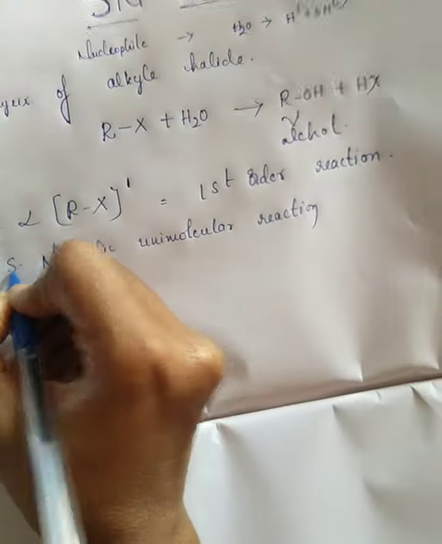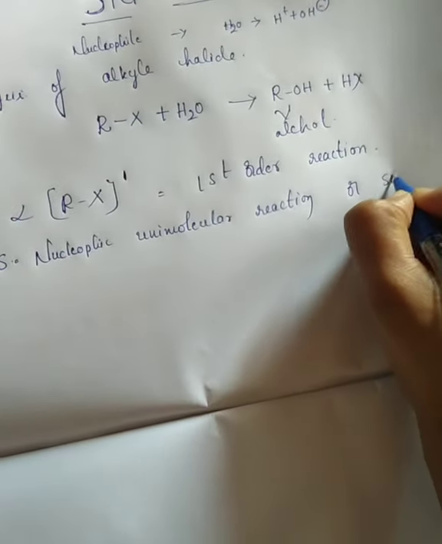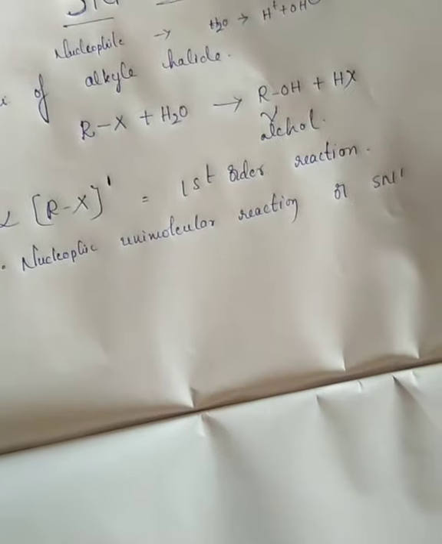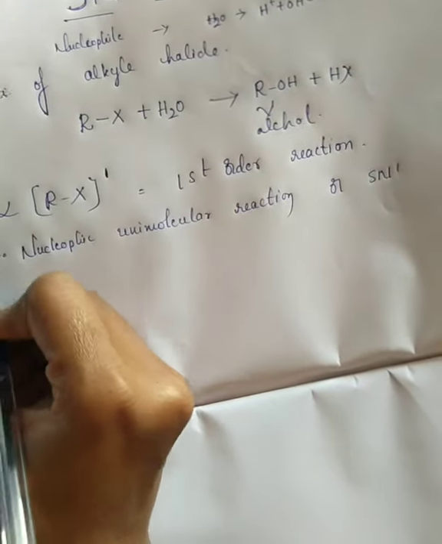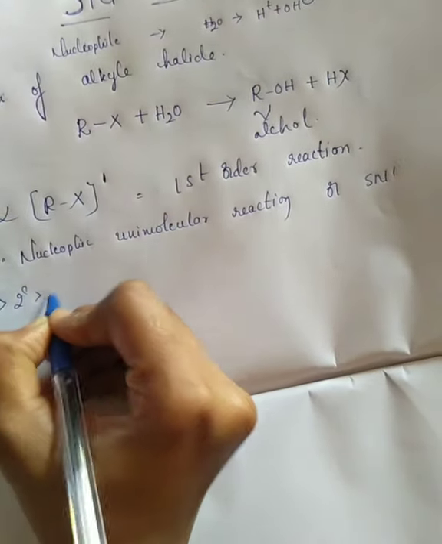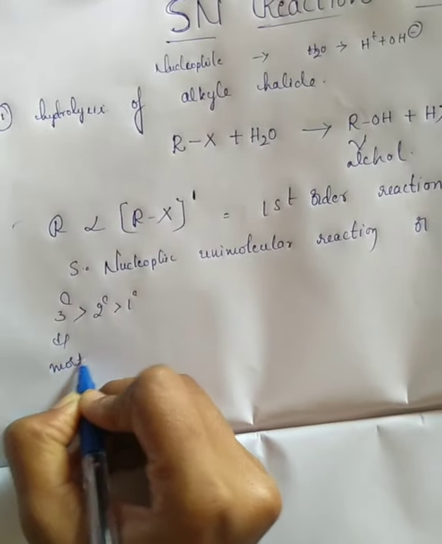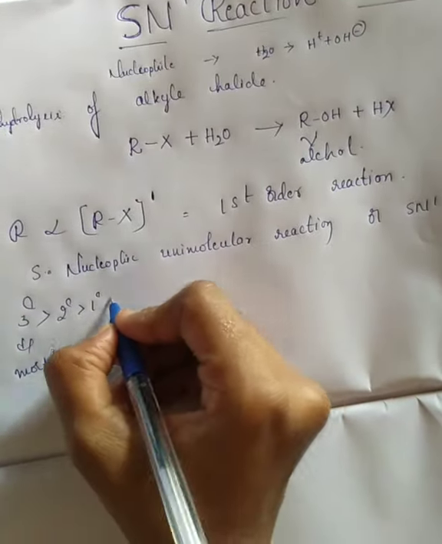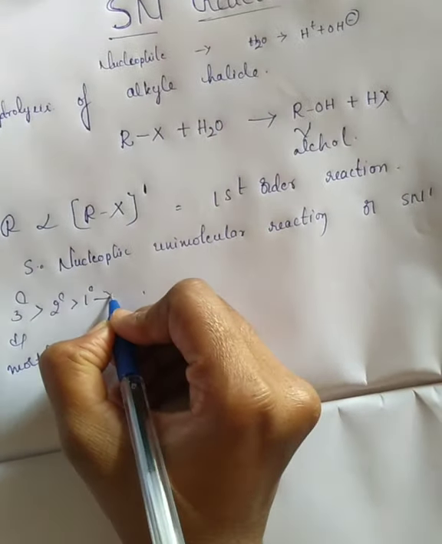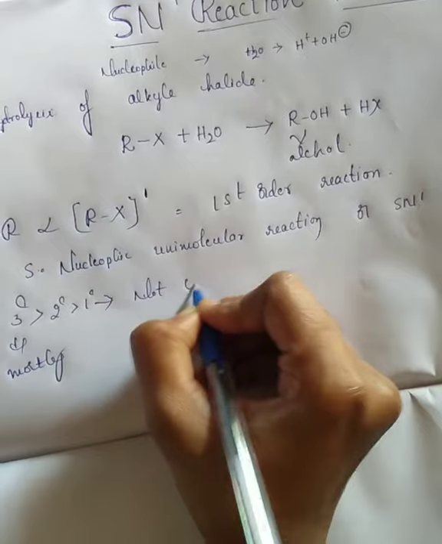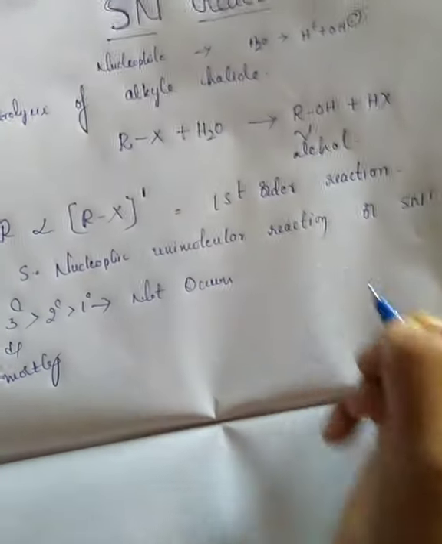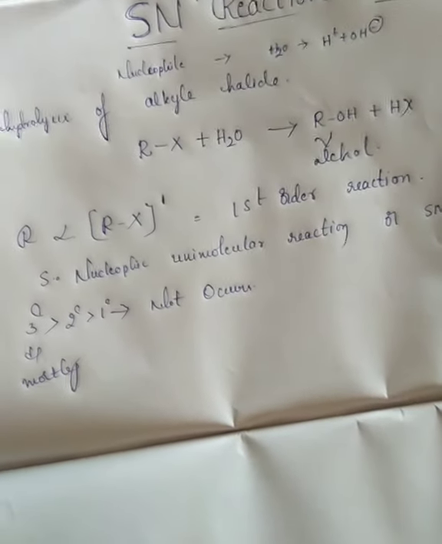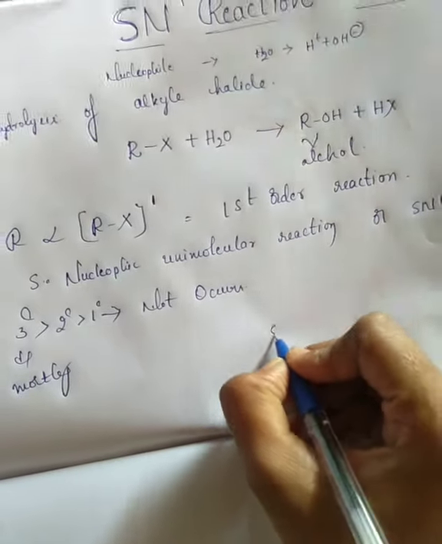The reactivity is: tertiary alkyl halide is more reactive than secondary. In primary it does not occur. As we all know from the intermediate, it is a two-step mechanism, and the first step is slow and the second step is fast.